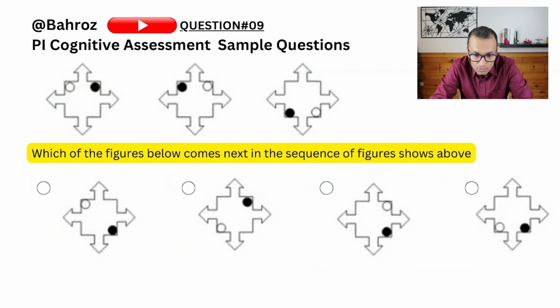Question number 9. Here we have a shape. So the black and white dots flip but remain on the top in the first two. So in the third, it comes down but doesn't flip. And then in the fourth, it should stay down but should flip. This option only exists in number D. So option D is the answer.